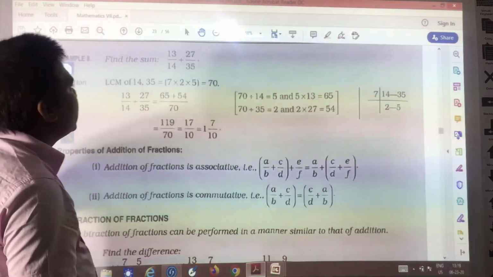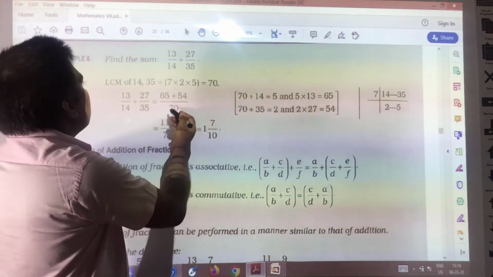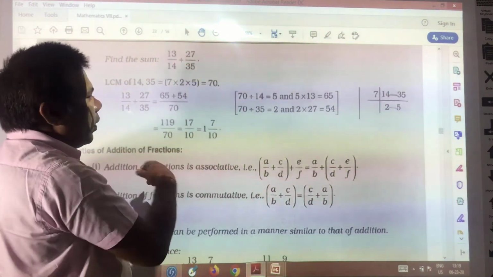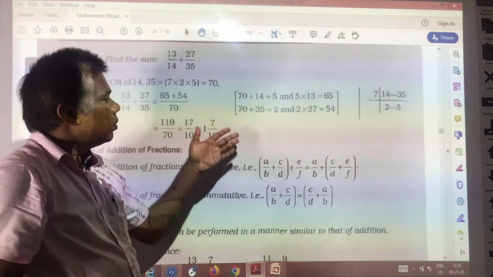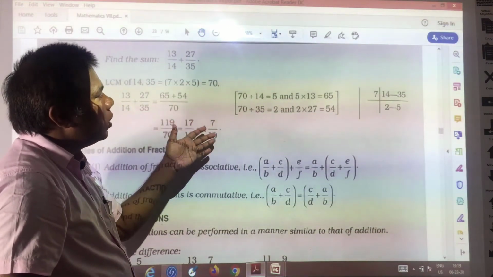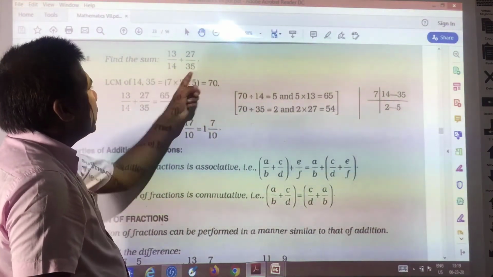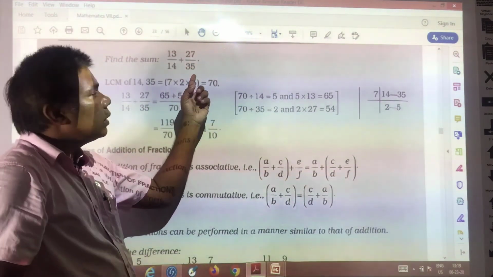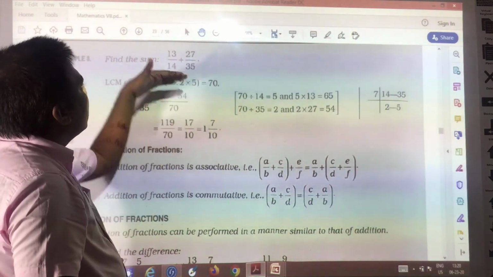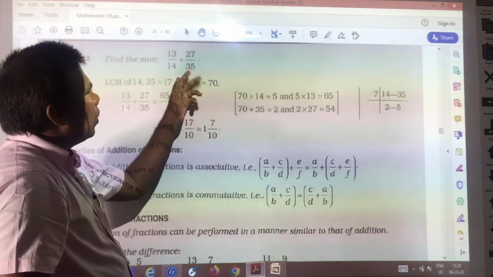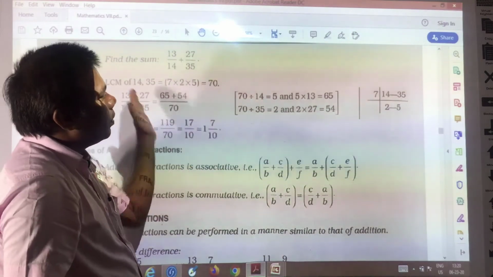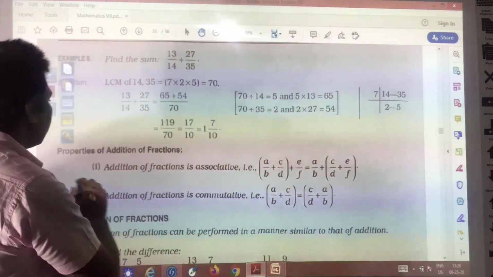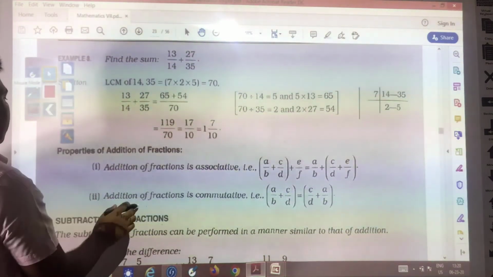Next, find the sum again. Easy it is, 13 by 14 and 27 by 35. Whichever method you feel good with, by that way you can add these numbers. In the first method, convert them into like fractions, then add, or in the shortcut method I just said, find the LCM and then apply the method in the same way.